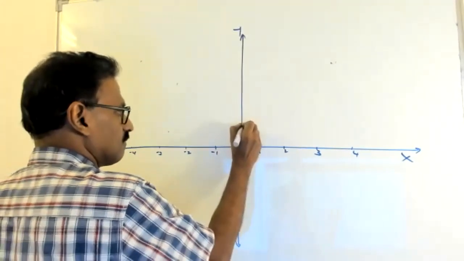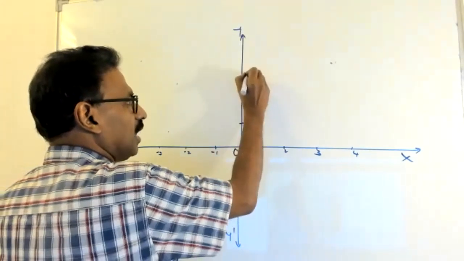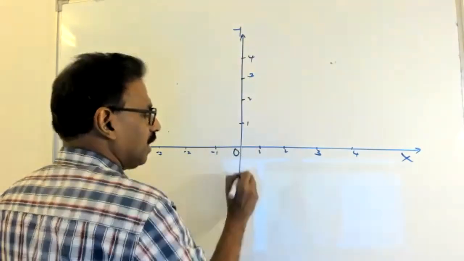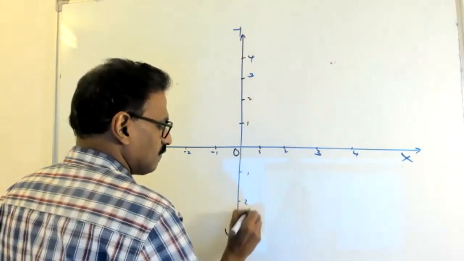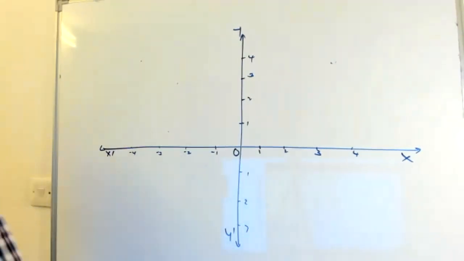Sir, I wrote this in the graph book. Not graph book, notebook, why graph? Yes, I wrote it in. Okay, draw this one. Sir, I already drew it first. So where should we draw this? In the notebook only? Sir, where should we draw?